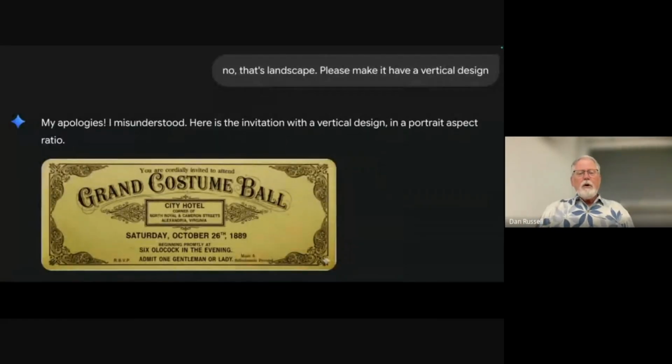Right? So I say, hey, that's not landscape, that's landscape. Please make it vertical design. I will spare you the next 10 attempts to make this portrait. I never could get Gemini to give me a portrait image. Completely failed at this. Big lesson number 3. When one tool doesn't work, switch to another one.